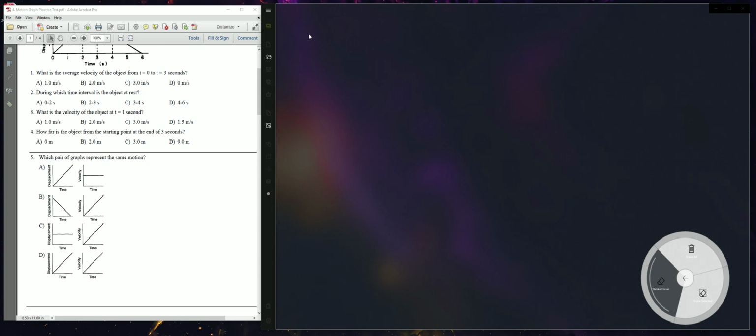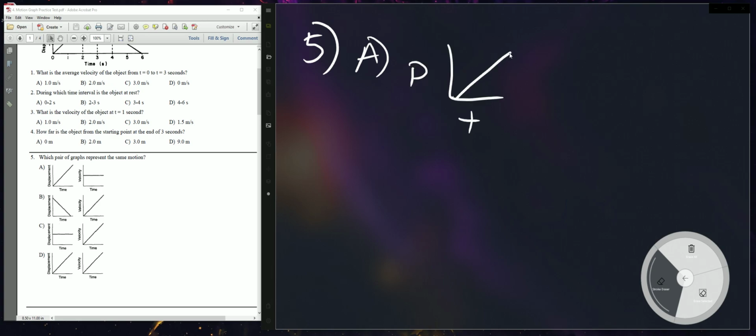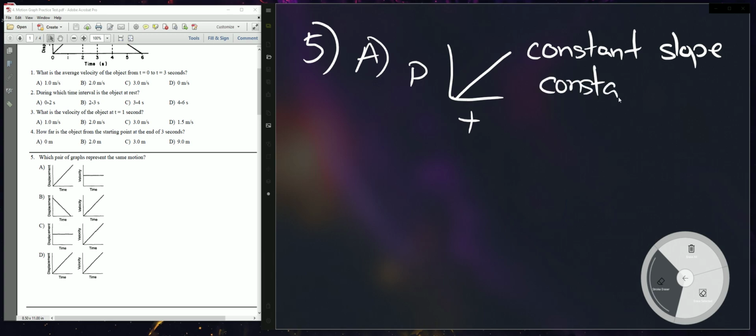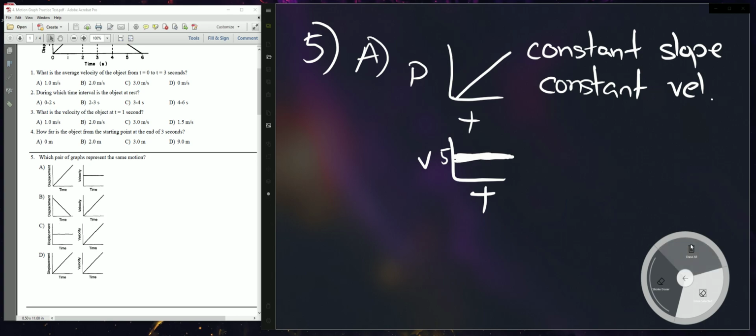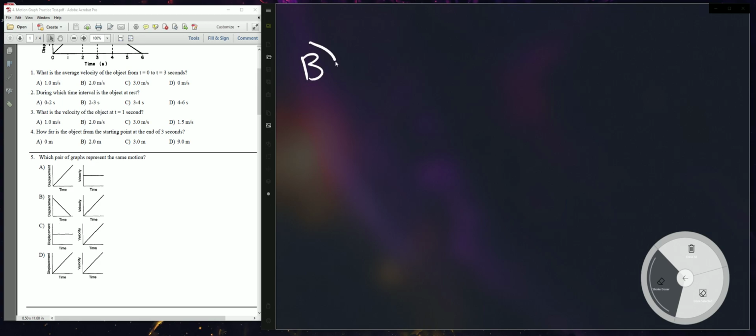Question 5 is something I discussed in the motion graphs conversion video. You're looking at the motion of all these objects. So let's look at choice A. PT, constant slope. Constant non-zero slope on a PT graph means you have a constant velocity. So on a VT graph, if you have a constant velocity, you're staying at the same number. Let's call this 5. It's the same. So choice A is correct.